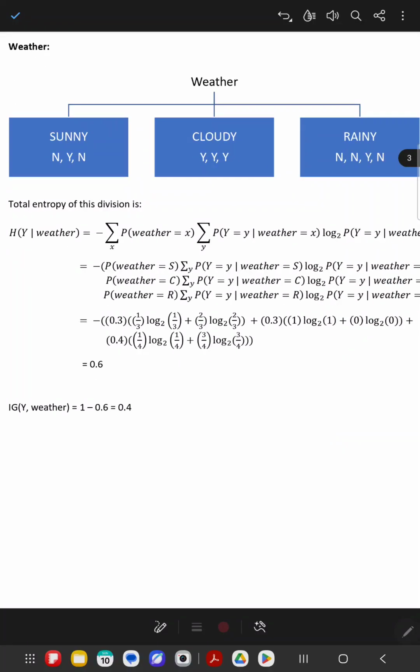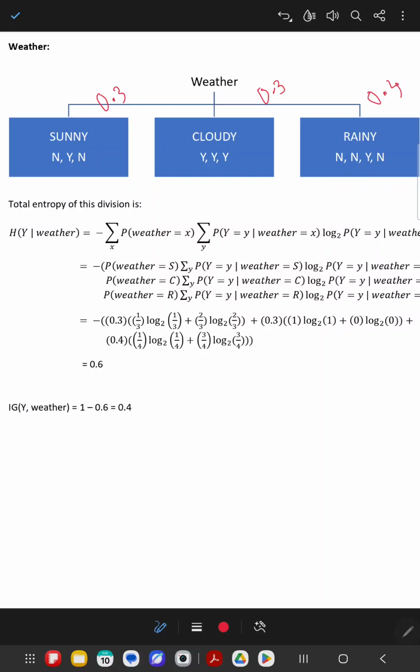Let's say we split based on weather. Now in case of sunny, one of them is yes and remaining 2 are no. Firstly, let's calculate their weights. What are their weights? Here, because 3 out of 10 rows are sunny, weight will be 30% or 0.3. 3 out of 10 rows are cloudy, weight will be 0.3. 4 out of 10 rows are rainy, so the weight will be 0.4.